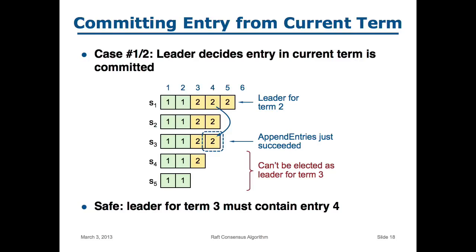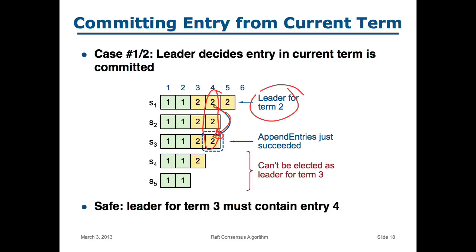First, consider the case where the leader has just decided an entry in its most recent current term is committed. So we have an example here where we're in term 2, and the leader for that term has just replicated entry 4 onto server 3. The append entry call just succeeded. And this leader now sees this entry is on a majority of servers. I declare that entry committed, and it can pass it to my state machine. Now you can see that at this point in time, this entry is safe. That is, the leader for the next term must contain this entry.